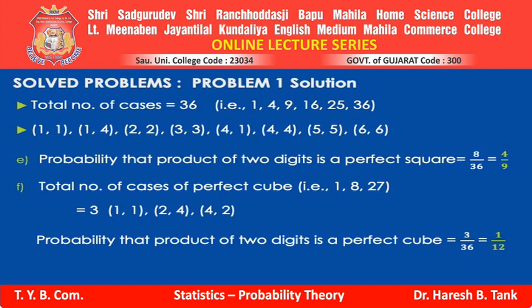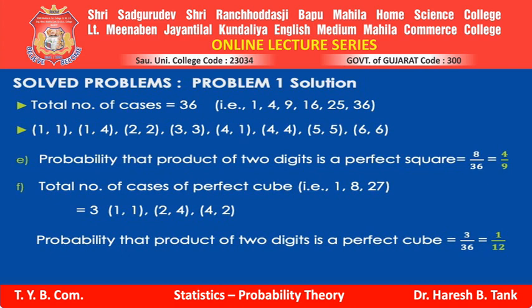Total number of cases becomes 36, in which the probability required is the probability that the product of two digits is a perfect square. How will one get a perfect square? 1 1, 1 4, 2 2, 3 3, 4 1, 4 4, 5 5 and 6 6. These are the possibilities. Total number of cases which we have are 8. So that 8 becomes favorable cases divided by exhaustive cases. So it is 8 divided by 36. Simplifying it, it comes to 4 by 9.